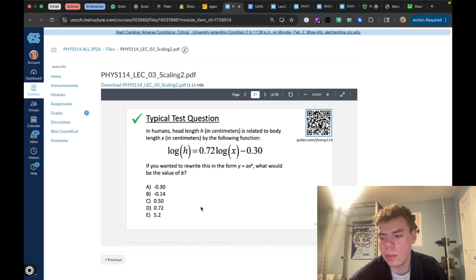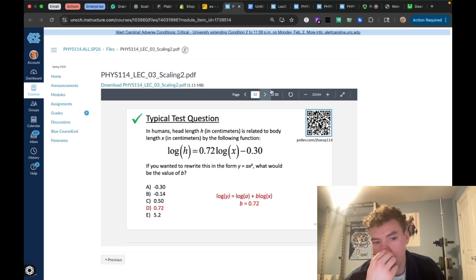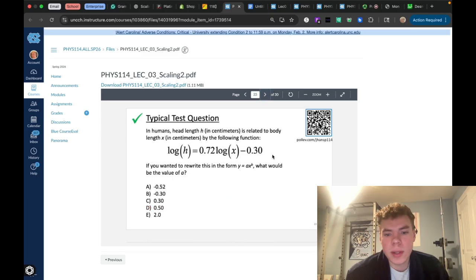What would the value of b be? But I guess that's not right because, oh yeah, 0.72 is an option. I didn't see it at first. So we'll say D. Yep, let's go. So B is 0.72. Cool. And then what would be the value of A? We just wrote that out. So A would just be negative 0.3. So it'd be B, right?